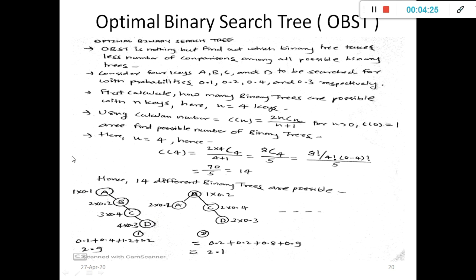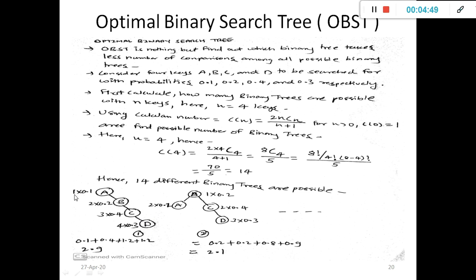Suppose the key element you are looking for is found at the root level, then only one comparison is required. If it is found at the second level, 2 comparisons are required. If the key element is found at the third level, 3 comparisons are required. Similarly, if it is found at the 4th level, then 4 comparisons are required.